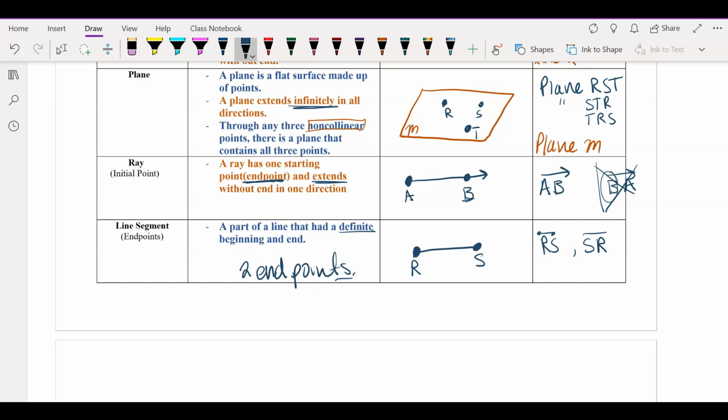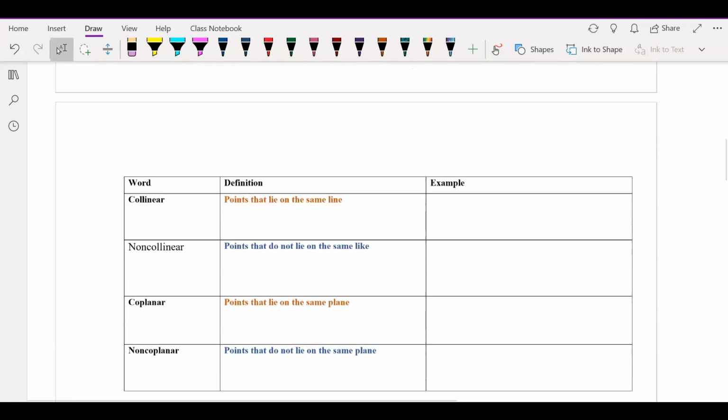Okay. Then we have here collinear. So we already kind of talked about it. So points that lie on the same line. So for an example, I have a line and I have multiple points A, B, let's say we'll have C and then D. And then I would also be able to label this in so many different combinations. I could do line AD. I could do line BC. And the list goes on. There's many combinations to do that.